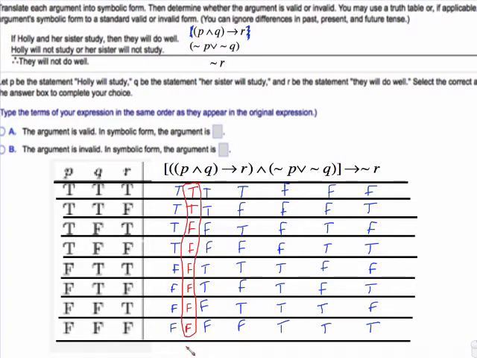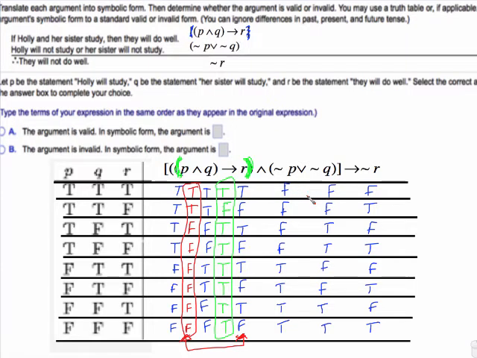It needs to go together with this column using the conditional. So we'll go to this green, and the conditional is false only if the premise is true and the consequent is false. So this is false. Do I have any other time for that? No. So the rest of these are true. So the green is my answer for this first set of parentheses. Maybe I'll put green around that so that green goes with the green parentheses.